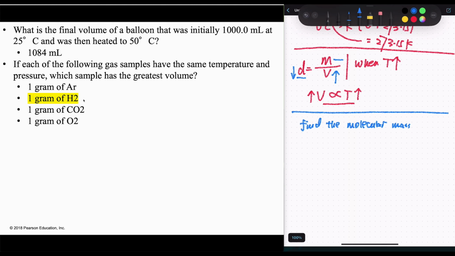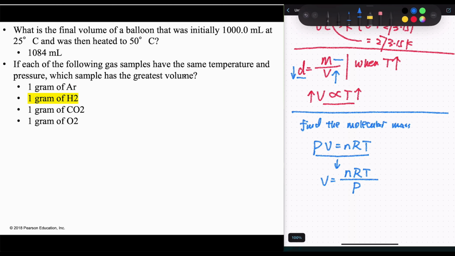We just need to check the periodic table and find the molecular mass. Then what we have to do is use the ideal gas equation, PV equals nRT. So which one has the greatest volume? From this equation, we know the volume can be represented as nRT divided by P.